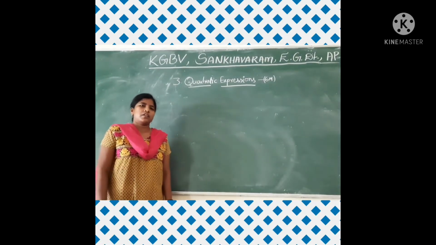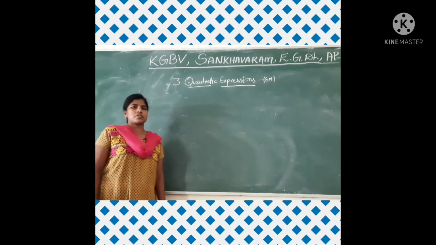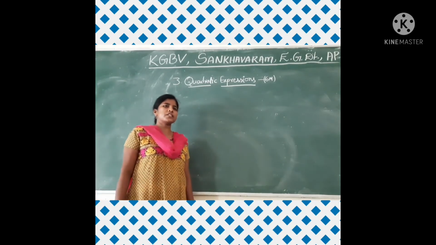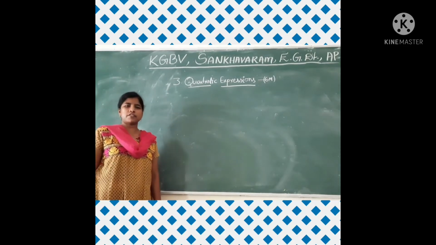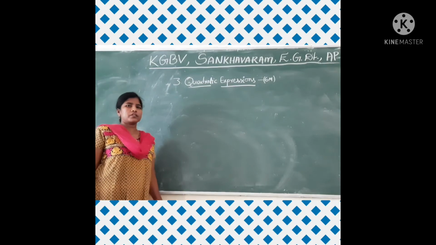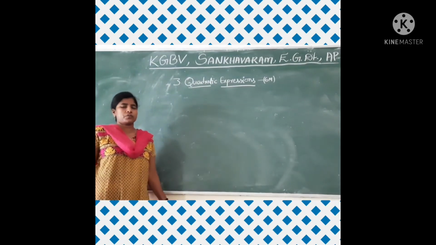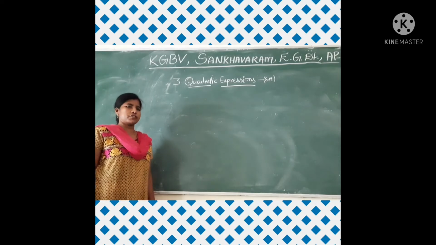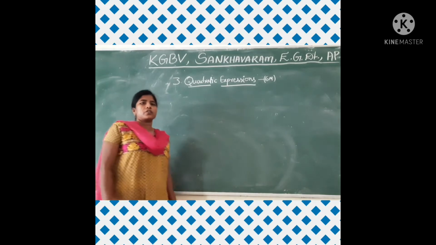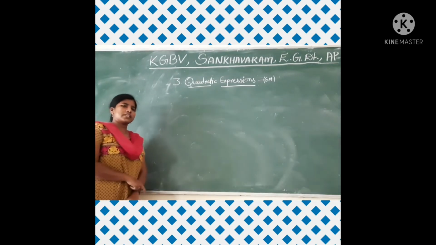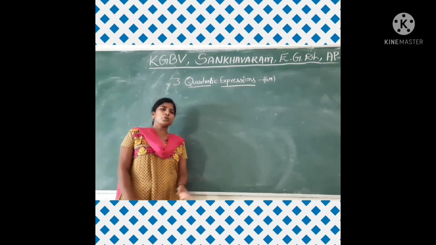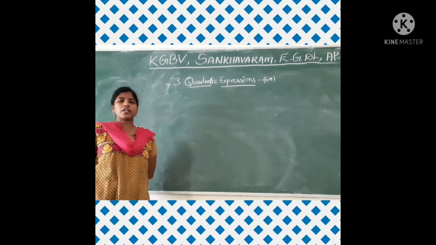Okay? In the last class we learned about quadratic equations. Some topics we learned: the general form of a quadratic equation, the roots of the equation, the discriminant of a quadratic equation, the nature of the roots, and also the relation between the coefficients of the quadratic equation. What does that mean? We learned two conditions for the relation between the coefficients.